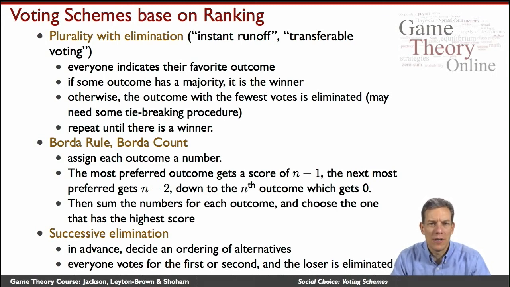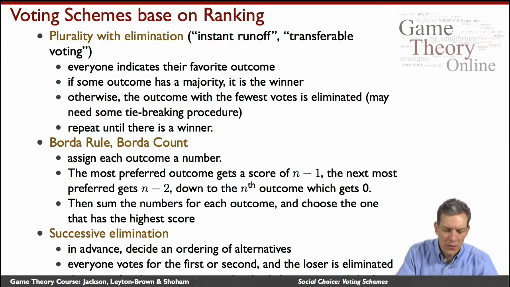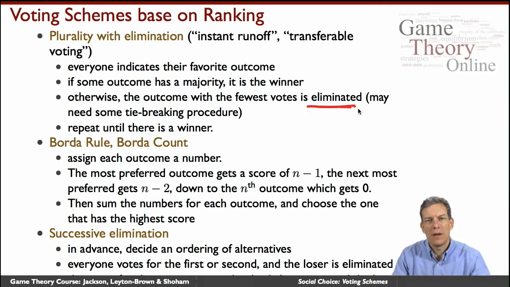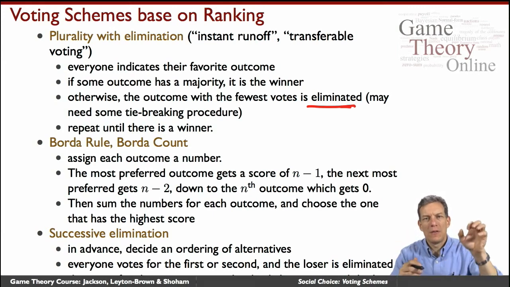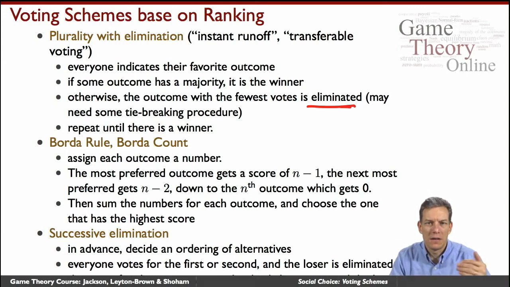But if nobody has a majority, so if we have, say, 3 or 4 outcomes, it could be that we have some candidates that are tied, or no candidate got more than a majority. And so what we do then is look at the outcome with the fewest votes and eliminate it. Okay, so knock out the one that has the fewest votes. You may need a tie-breaking procedure if there's 2 that have the fewest votes. So knock one with the fewest votes out, and then revote. So now we've only got a subset of the candidates left, everybody expresses their favorite out of this. If somebody has a majority, that's the winner. If not, knock another one out, okay, and so forth.